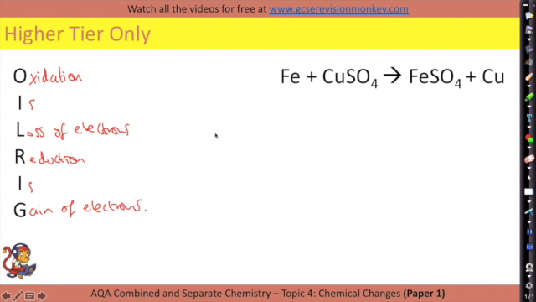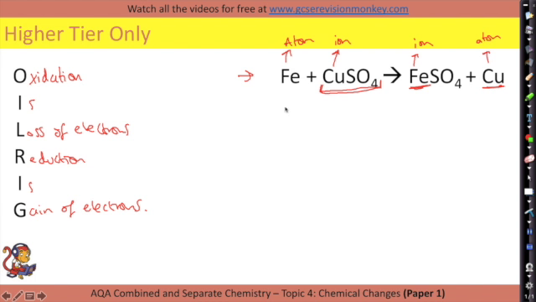And what you need to be able to do is understand in a formula like this where you have atoms and where you have ions. If the element is on its own, that is an atom. If it's bonded in a compound with a non-metal, that makes the metal an ion. So copper is an ion there, whereas iron is an atom.